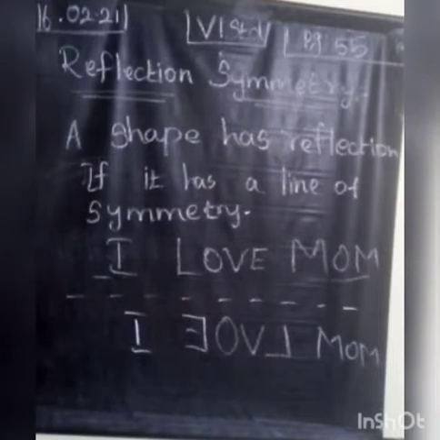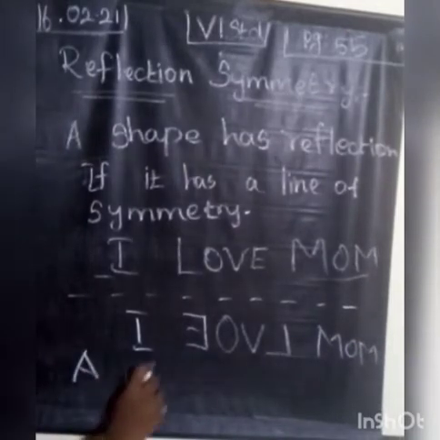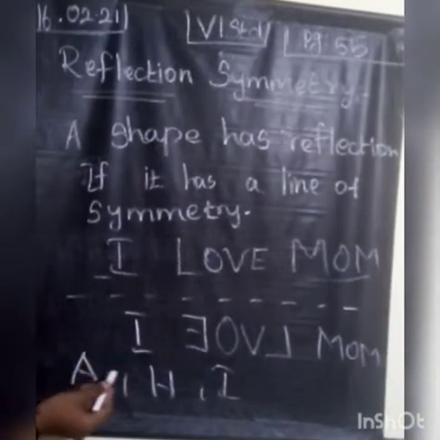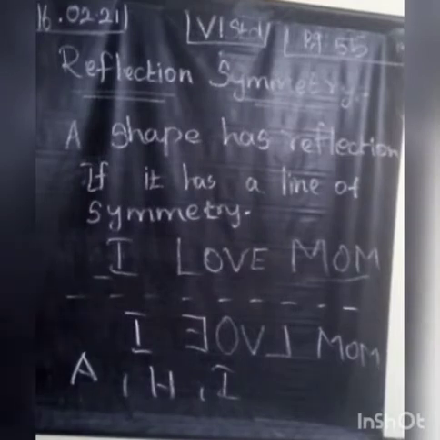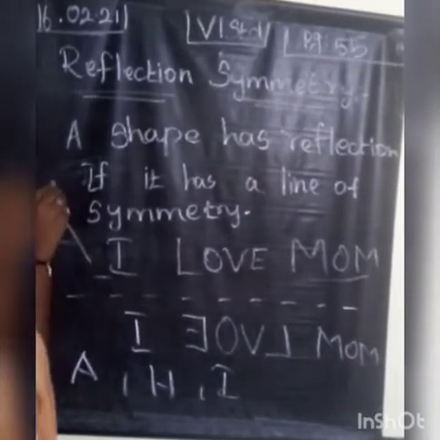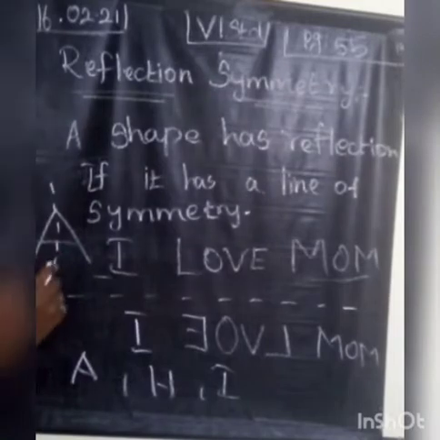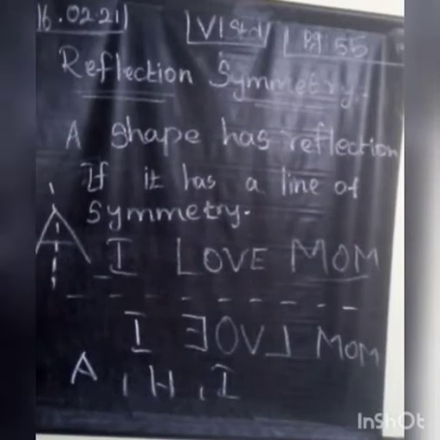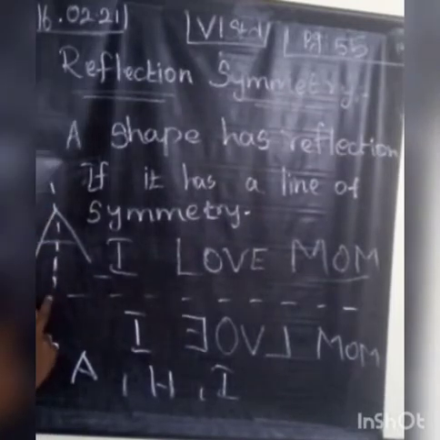He found a few alphabets, that is A, H, I. A, H, I look the same in the mirror because they have lines of symmetry. What is a line of symmetry? Already we know about lines of symmetry. A line of symmetry divides the figure into two equal halves. Taking the alphabet A, the line divides the figure into two equal halves. Here is one half, here is the other half. This line is called the line of symmetry.